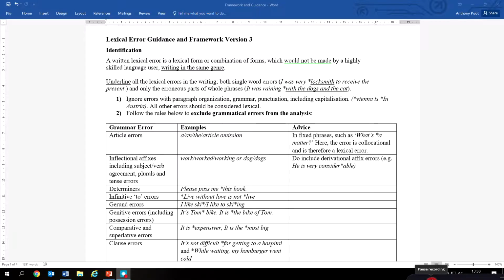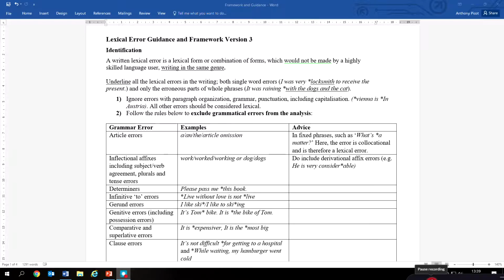Analysts are provided with a definition of a lexical error. So, a written lexical error is a lexical form or combination of forms which would not normally be made by a highly skilled language user when writing in the same genre. I'm trying to avoid using the term native speaker here.